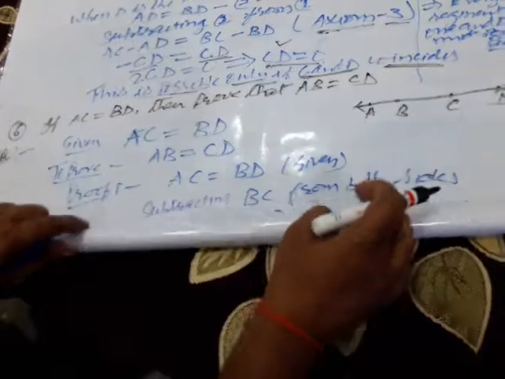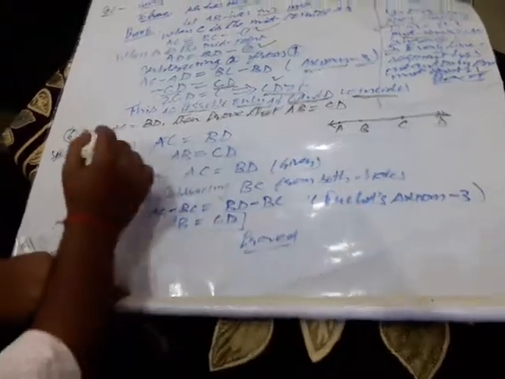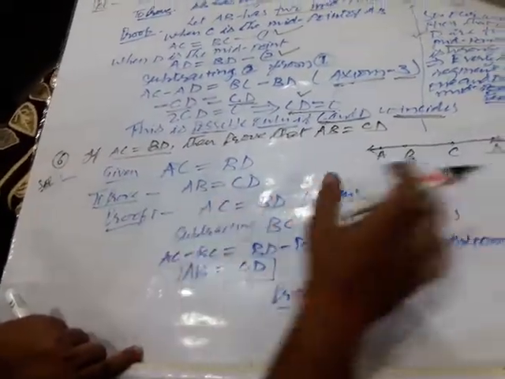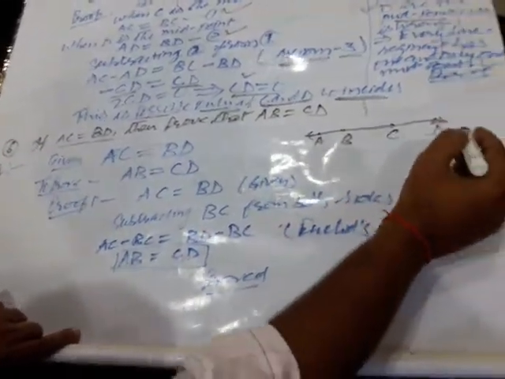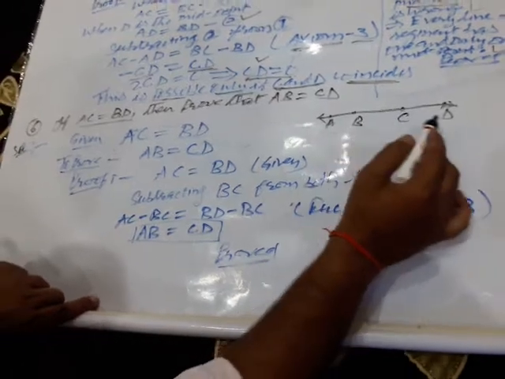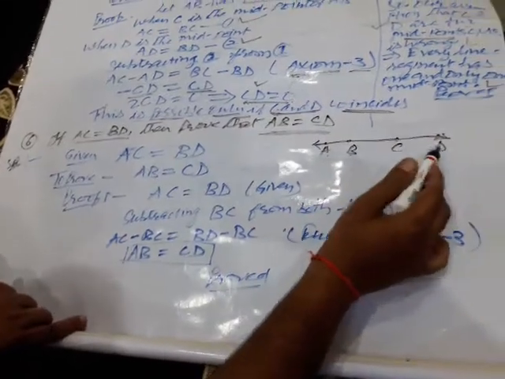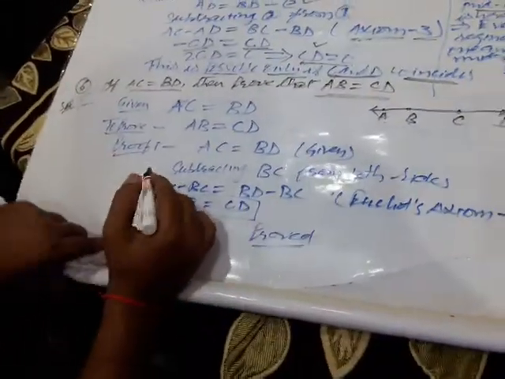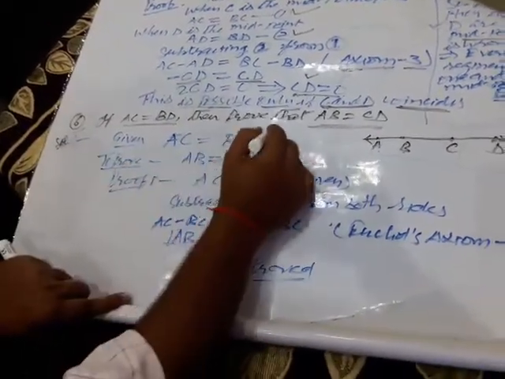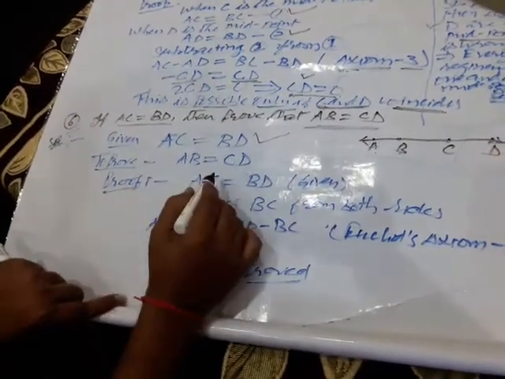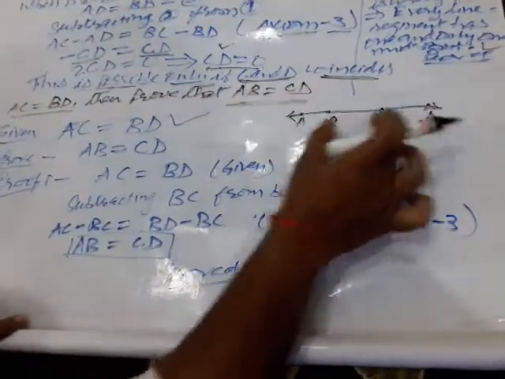Okay children, now the next question of the same exercise. This is a very important question. If AC equals BD, it is given in the question, and the figure is given in the question only. Then you have to prove that AB equals CD. This is question number 6 of exercise 5.1. For that, let us start. What is given? AC equals BD, that is given here in the question. You have to prove AB equals CD.